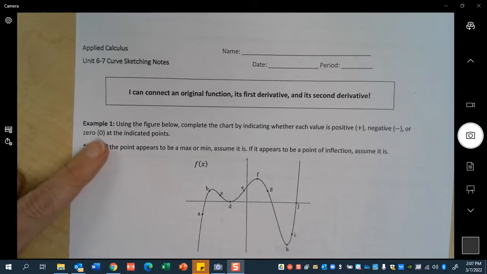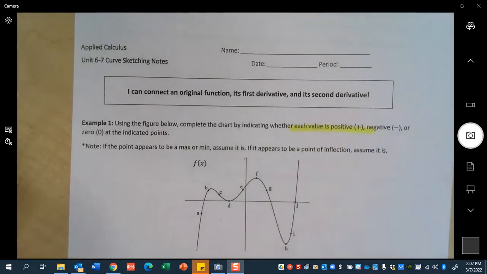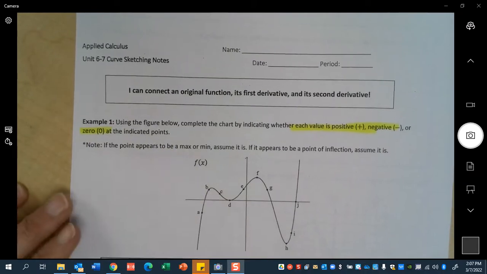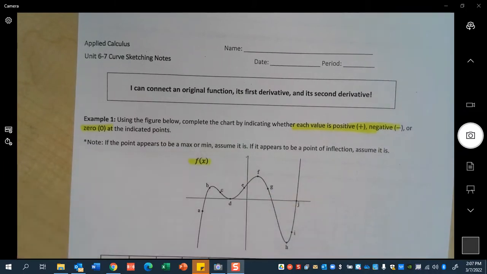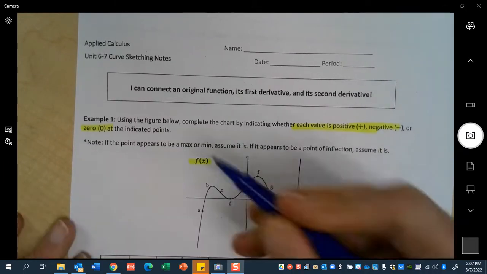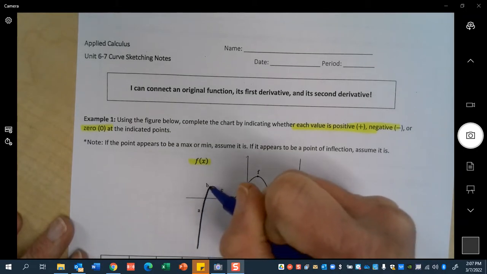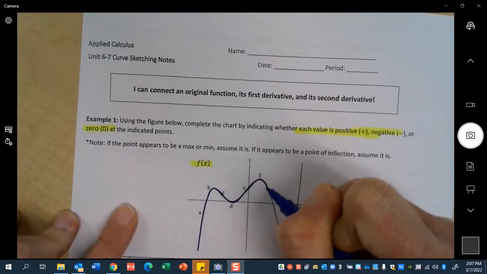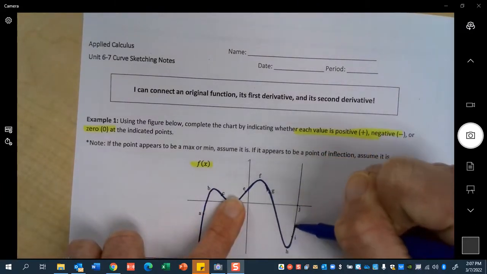All right, so using the figure below, complete the chart by indicating whether each value is positive or negative or 0 at each of the indicated points. So take a note of what you have. Here is your original graph, f of x. So if we have this graph here, increasing and decreasing with lots of fun features and things going on.